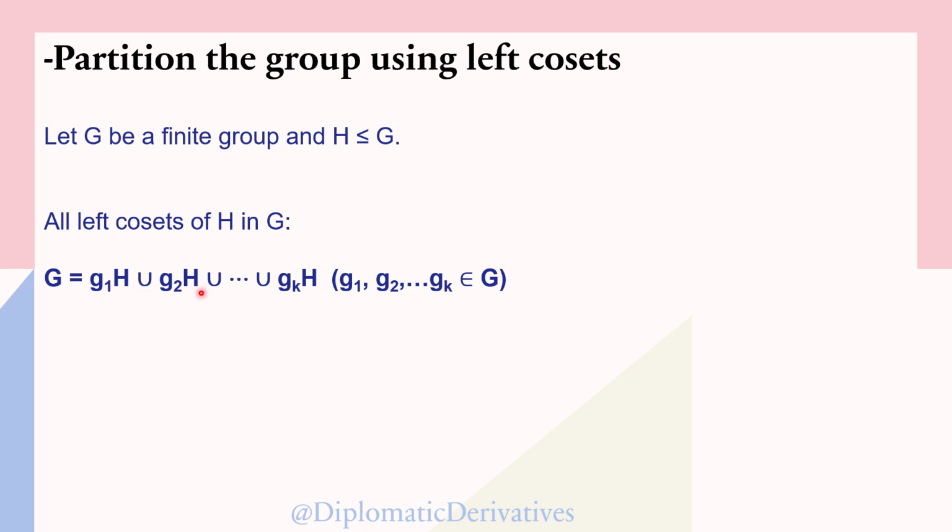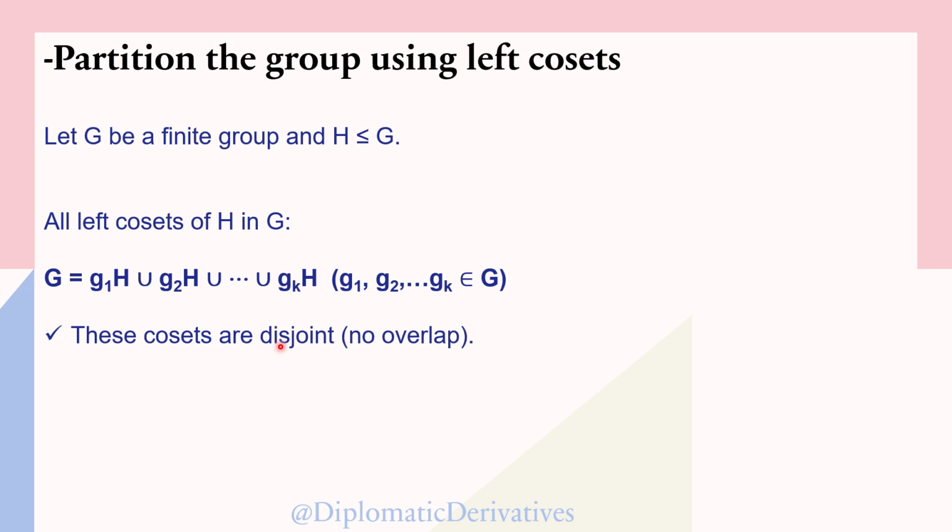The second one will be the second element of G, that will be g2, so the coset will be g2H. Similarly, so on till gkH, where gk is the last element of G. Make a coset of it from the left. So g1, g2 till gk are the elements of G. These cosets are disjoint. Basically, we are making a union of these cosets, and together all of these cosets after a union will give us the main group G.